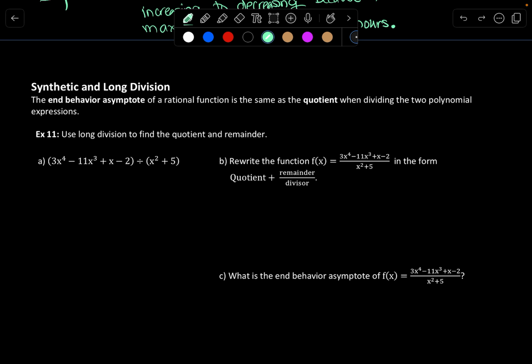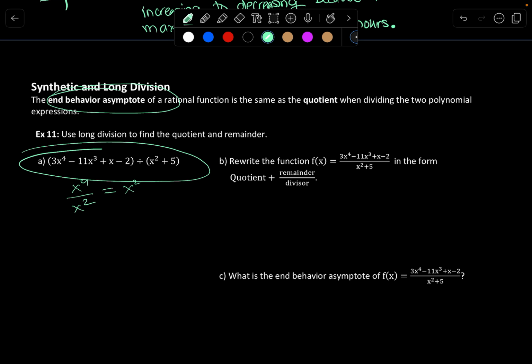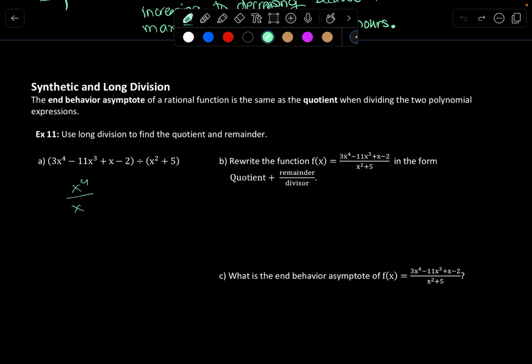The end game for this is that we are looking at the end behavior of these two polynomials being divided by one another. We have a quartic function divided by a quadratic function. If you think back, if we have x to the fourth divided by x squared, we're going to end up with something that is degree 2 for its quotient. This quotient is going to be the end behavior for this polynomial division. You're going to be expected to find the quotient because we want to find the end behavior asymptote for these functions.